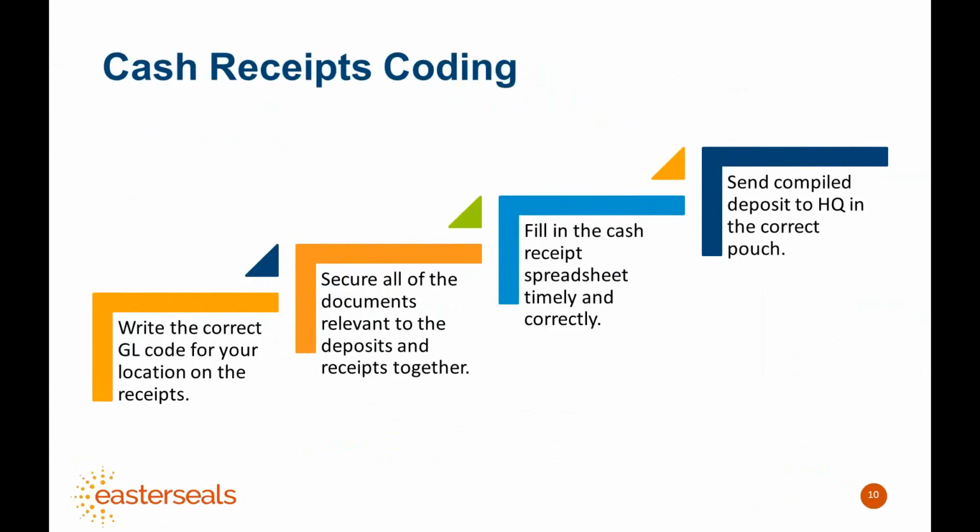Please do not assume that accounting knows where it should be coded. It is up to the program or the development team to indicate where their income is coming from. You know more than we do. We double check and make sure, but we need that information from you to make sure that it's correct.